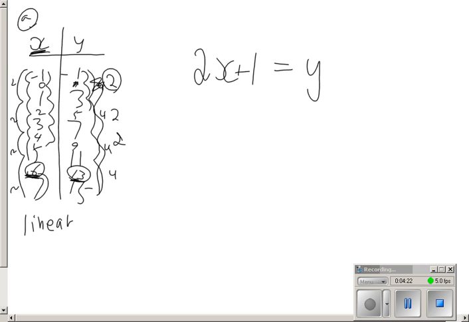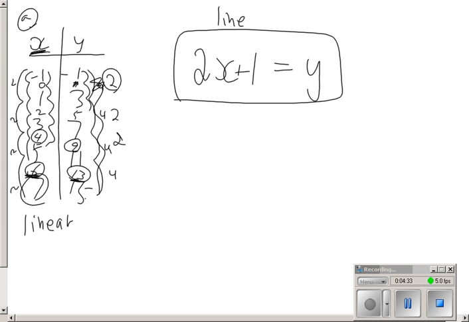Let's check this one out. So 2 times 7 is 14, plus 1 gets me 15. 2 times 4 is 8, plus 1 is 9. It works. So this is the equation, the linear equation. And that's how we can figure out that things are linear. If we can create an equation that matches for all the set values in the table of values, then it makes it linear. Interesting, isn't it? Lovely.